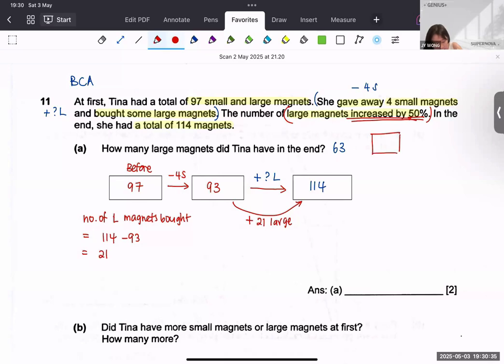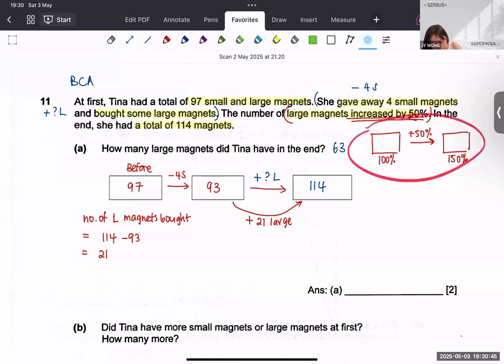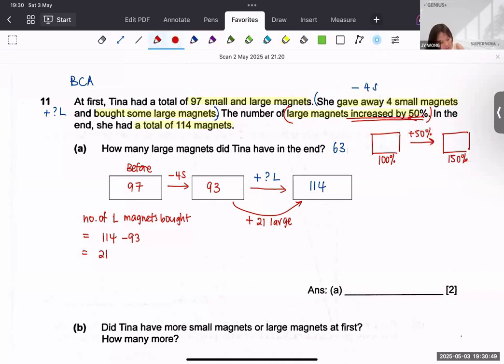If this is the start, this is the end. Let's say this is plus 50%. Originally must be 100%, then at the end must be 150%. That is what you need to understand. Increase by 50% of the original. So that means 50% of the large Manex is actually equal to 21.